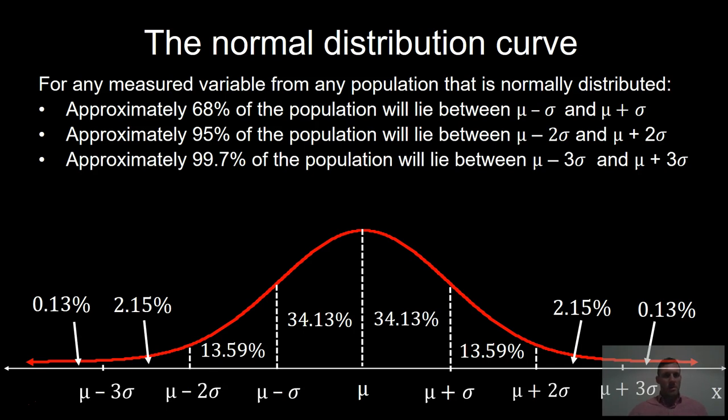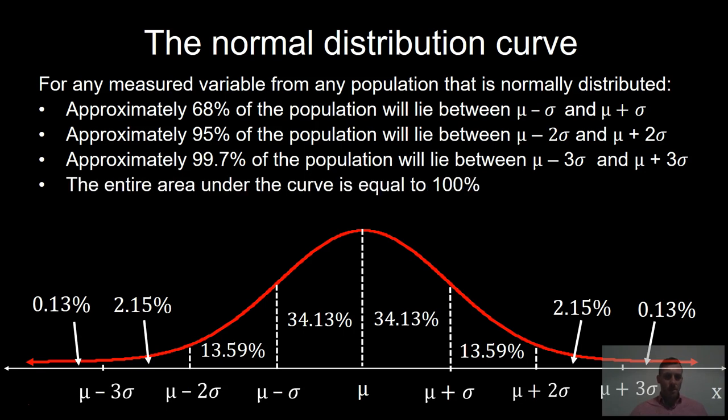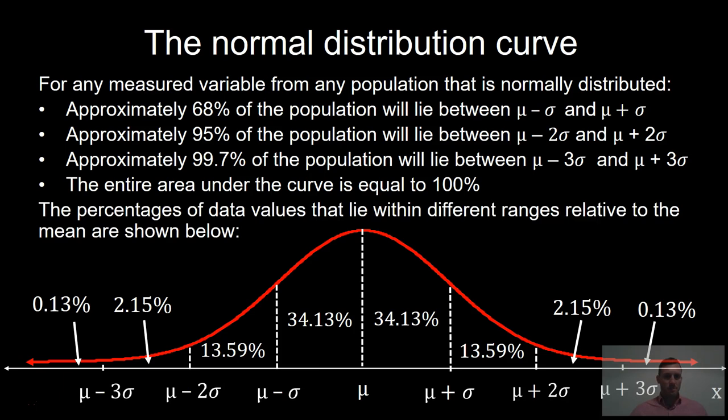Approximately 99.7% of the population will lie between 3 standard deviations of the mean. So that's the mean plus and minus 3 standard deviations. The entire area under the curve is going to be 100% of the population. The percentage of data values that lie within different ranges relative to the mean are shown below.